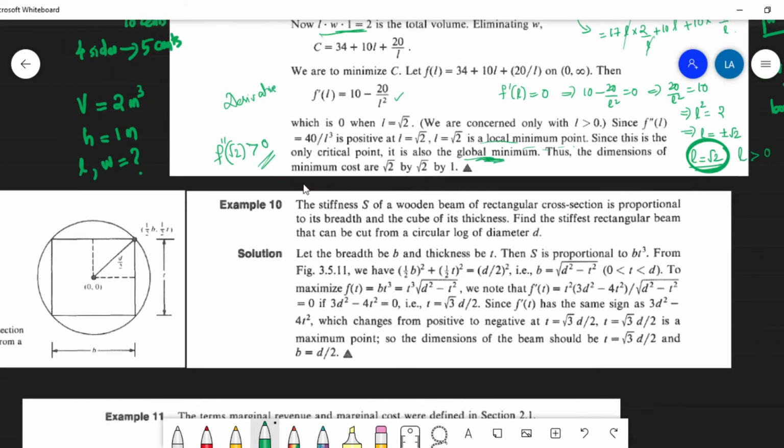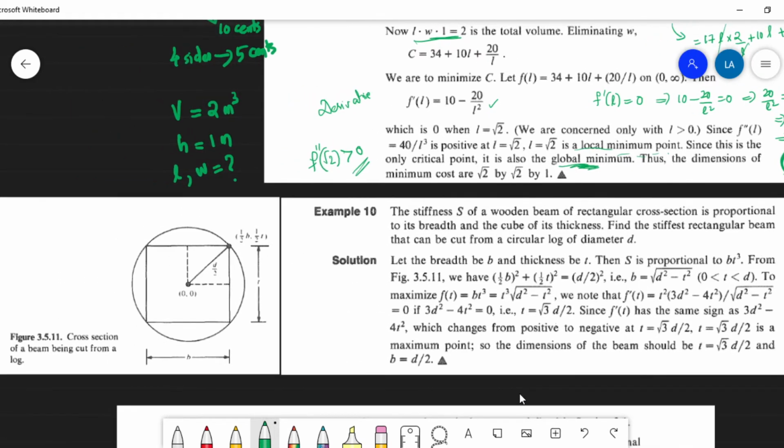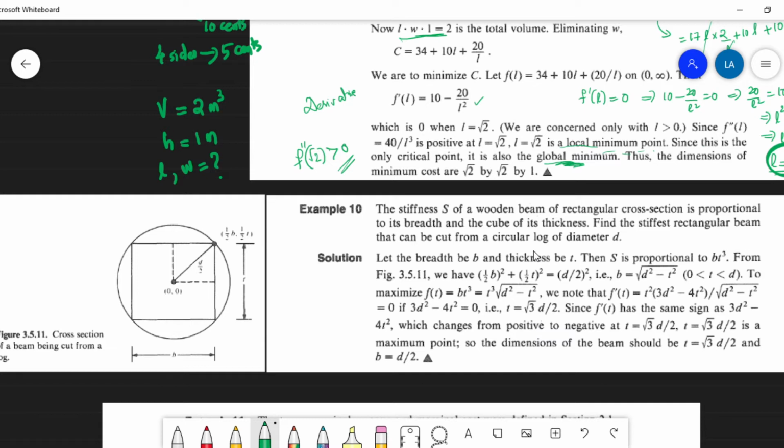The stiffness S of a wooden beam of rectangular cross section is proportional to its breadth and the cube of its thickness. Find the stiffest rectangular beam that can be cut from a circular log of diameter d. Let's read the question once more. The stiffness S of a wooden beam of rectangular cross section. You have a rectangular cross section. Maybe think about it as a thick piece of wooden beam, and it's a cross section, and it is proportional to its breadth.